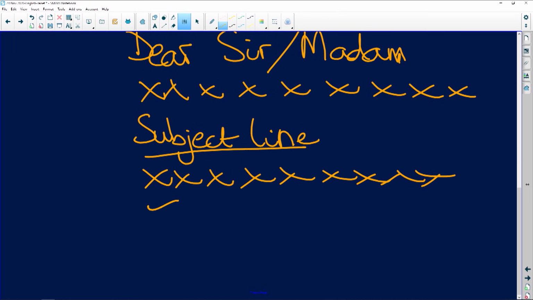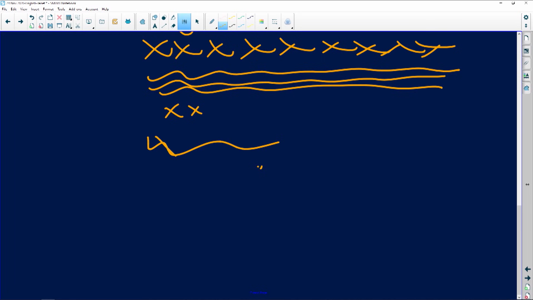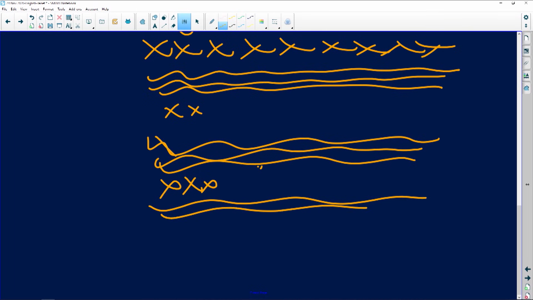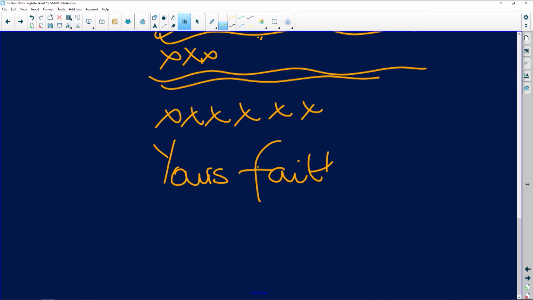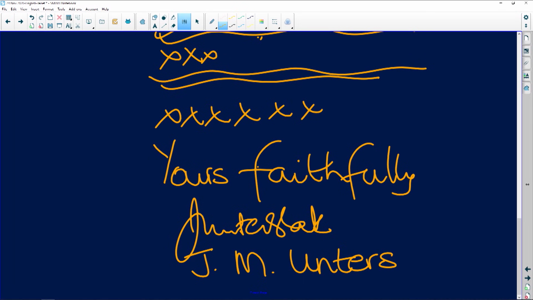Then you need your paragraphs. So there's paragraph 1, line open. There's paragraph 2, line open. And there's paragraph 3. How do you sign it off? Line open. Now, a formal letter is Yours faithfully. Then you sign it, and then you print your name. All right, and that's, Veronica, the format.